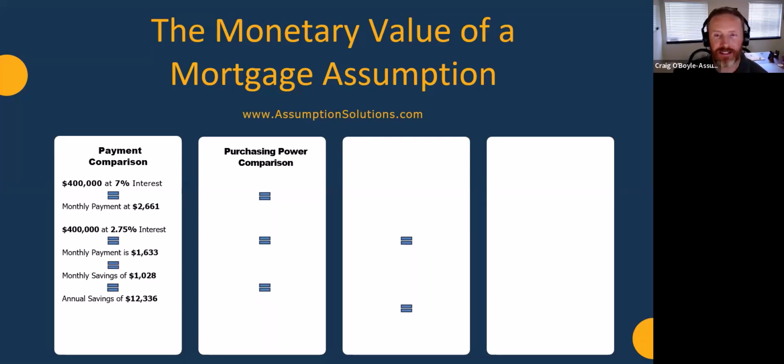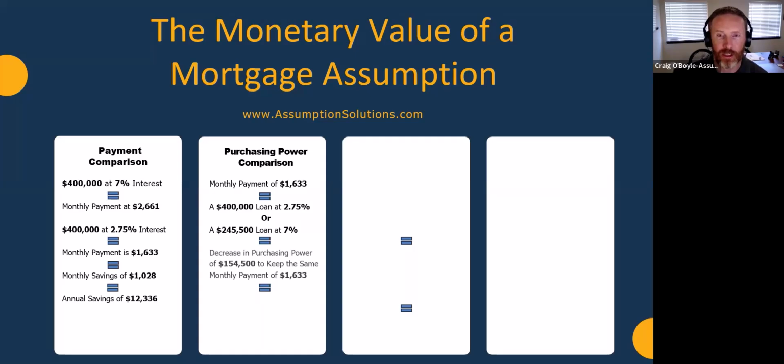Now let's look at the effect on purchasing power with the difference in rates. This is the affordability crunch that I think we all feel right now. So let's take that lowest payment, that monthly payment of $1,633, which is that $400,000 loan at 2.75% interest. It's comparable to a $245,500 loan at 7% interest, which means you've had a decrease in your purchasing power of over $154,000, $154.5K, to keep that same low payment of $1,633.